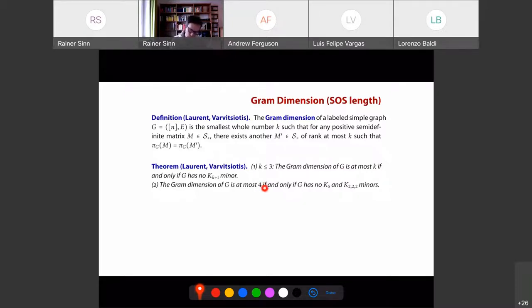And if you go to 4, it gets more complicated. Then you also need complete bipartite graphs. This is an excluded minor theorem. And you have to also exclude complete bipartite minors, not only complete minors. And it's not entirely known what the list of forbidden minors is for k equal 5, but it's expected to be complicated. Okay, so this is, I forgot the year, I think this was in the early 2000s that they proved this theorem.